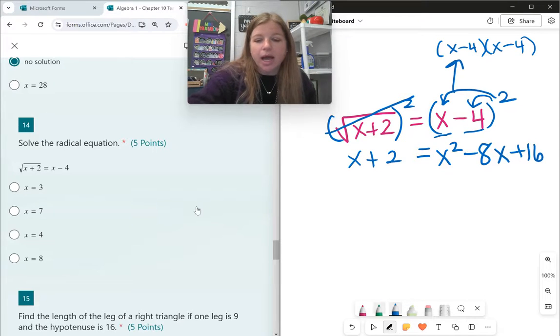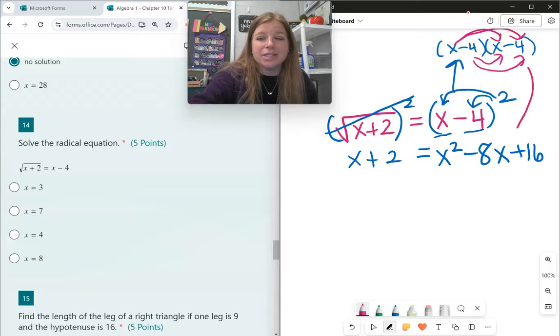Now, if you're like, I will not remember that pattern, you would just do x minus 4 times x minus 4, distribute this all out, combine like terms, and you're just going to get this as the same answer anyway.